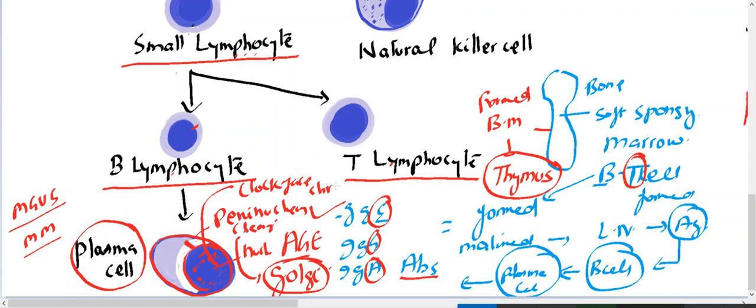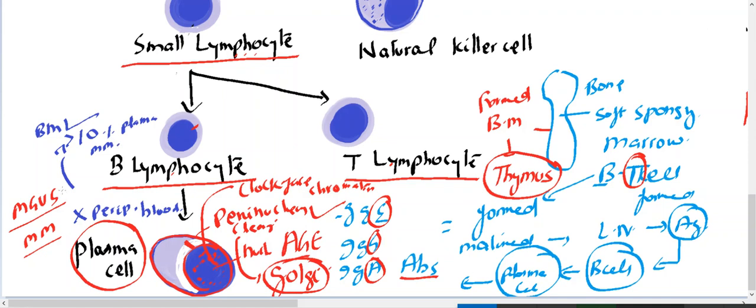Alright, a very important concept is that the plasma cells are not seen in the peripheral blood. They are normally present in the bone marrow. More than 10% plasma cell proliferation signifies that the patient has multiple myeloma. If it is MGUS, then it is less than 10%.